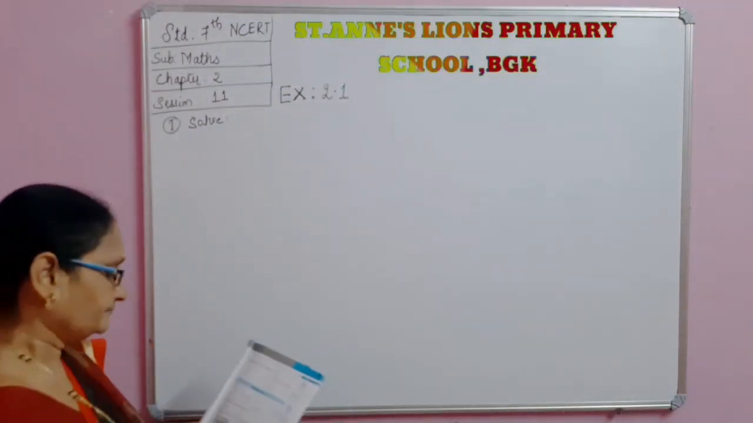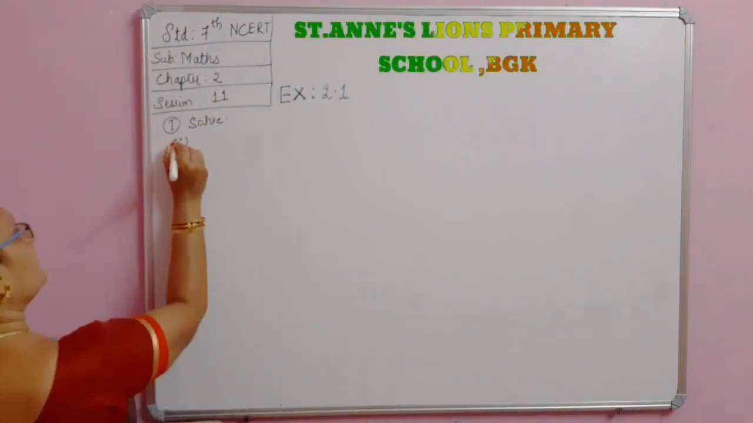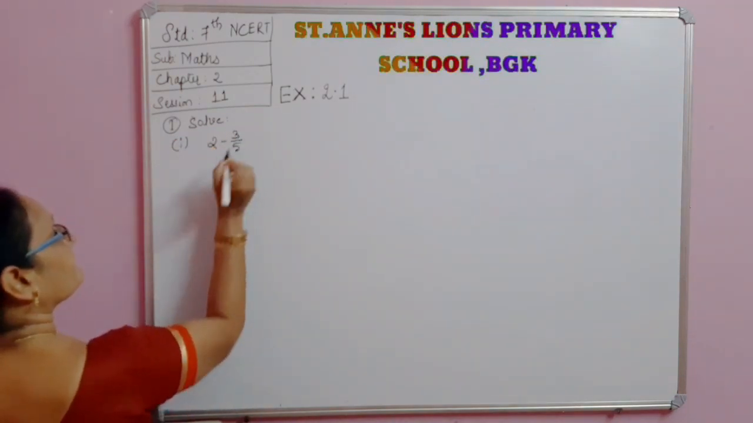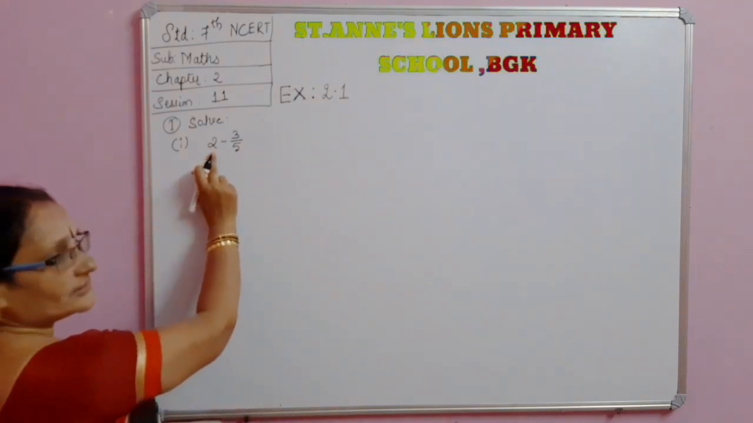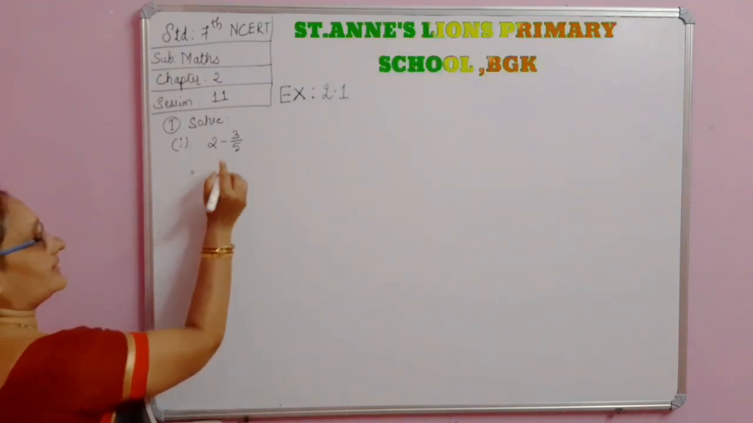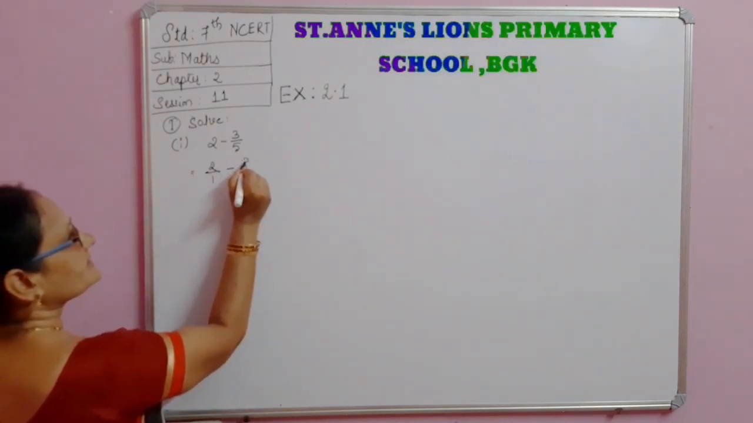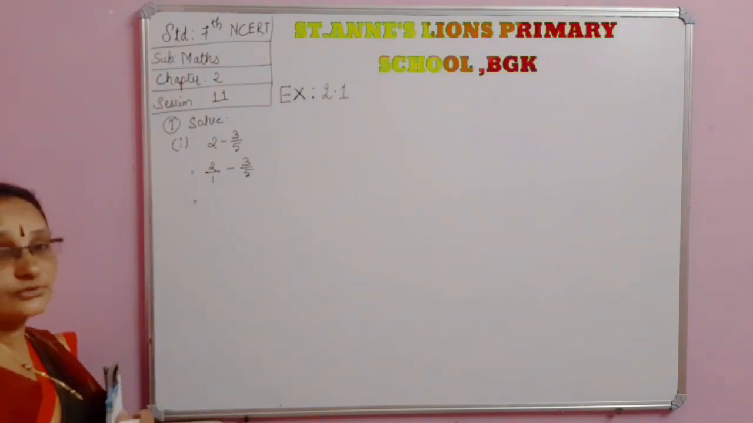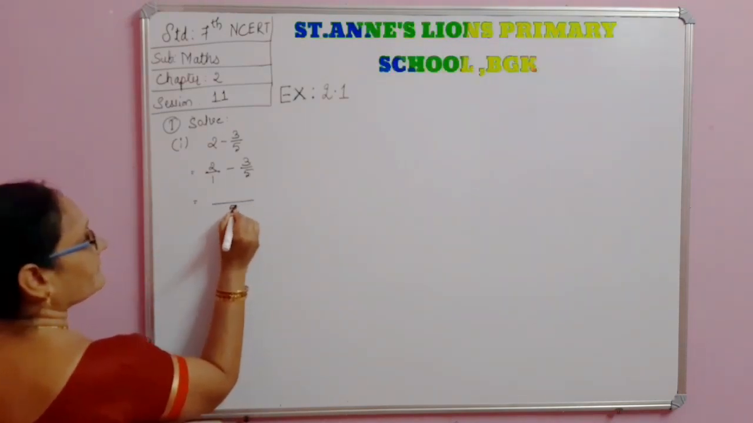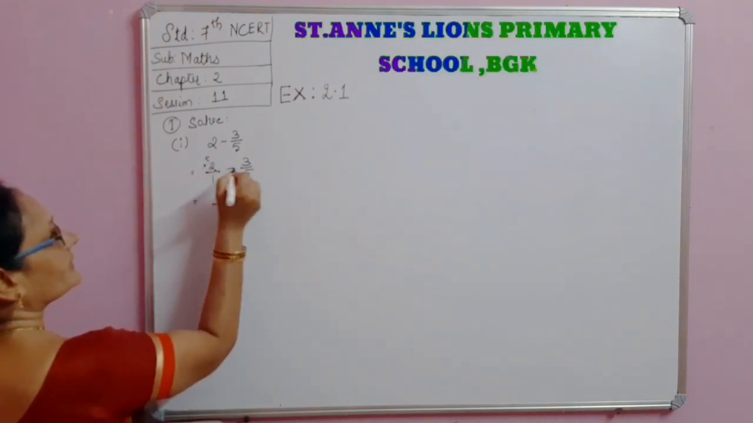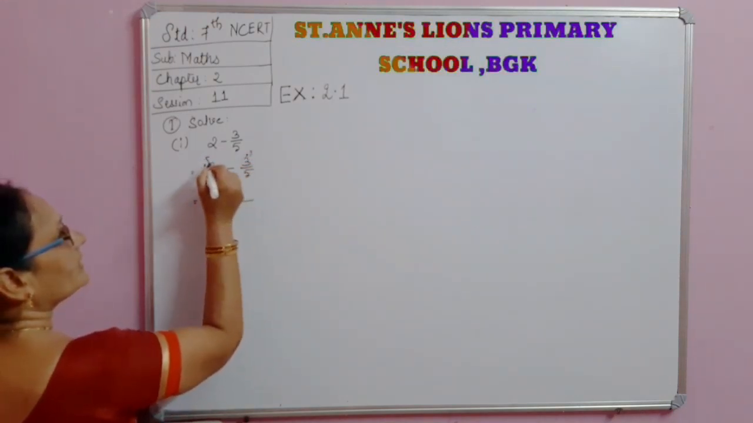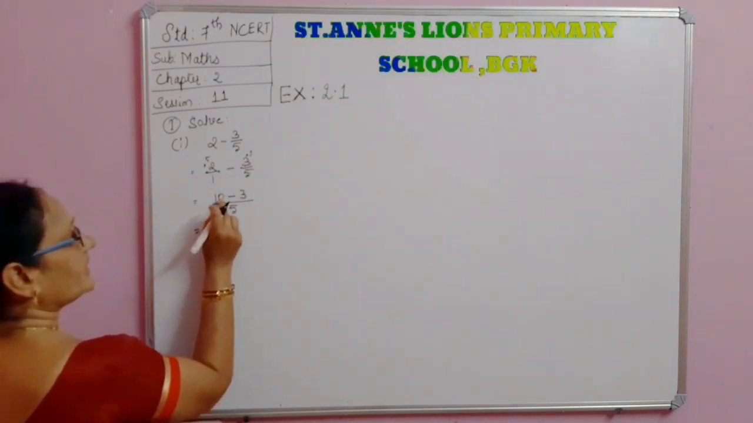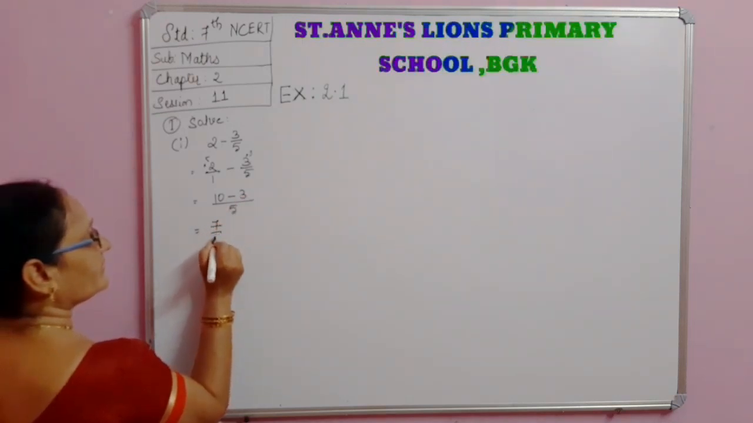Now the first one, 2 minus 3 by 5. See here, if there is no number, it is understood that there is 1. So 2 by 1 minus 3 by 5. Here, what is the LCM of these two? 5. 1 fives are 5, 5 twos are 10, minus 3 ones are 3. 10 minus 3 is 7 by 5.